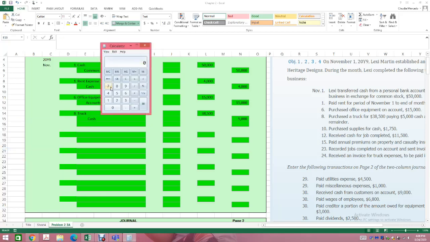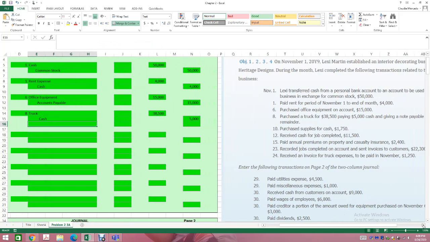So let's get the calculator out. The truck cost me $38,500. I'm going to subtract the $5,000 that you paid with cash. So that means that you owe $33,500. That is how much you have left to pay.